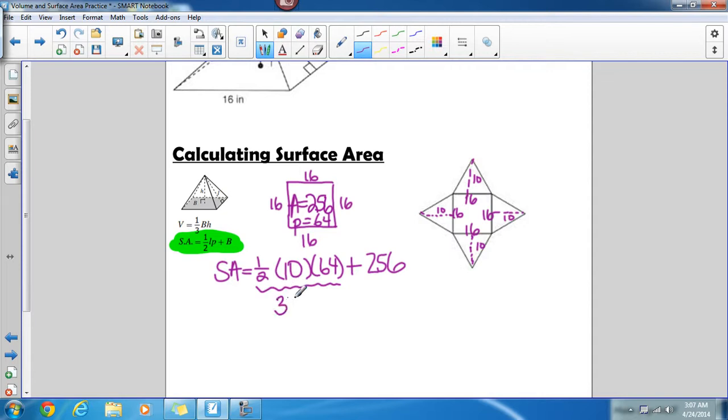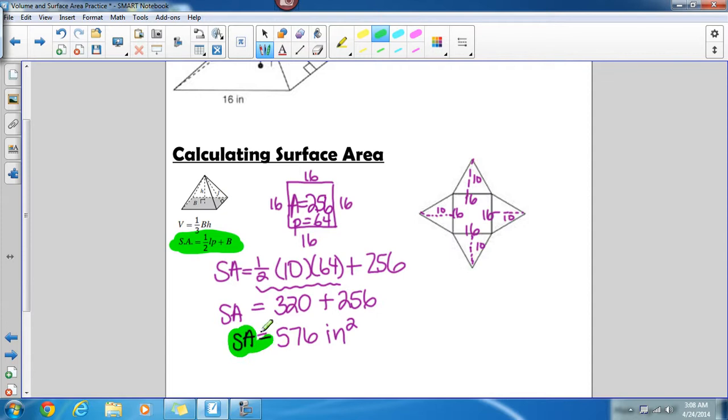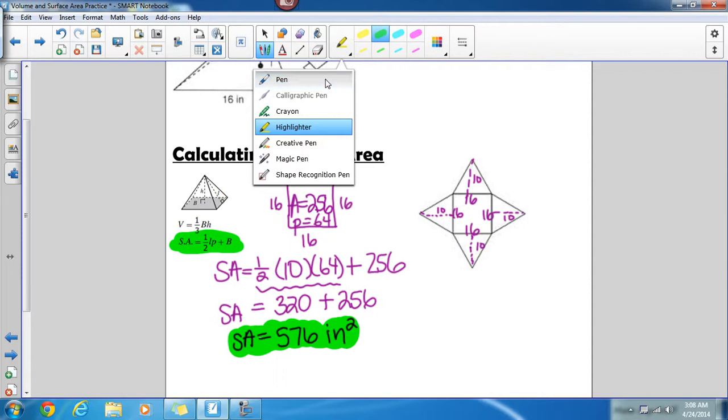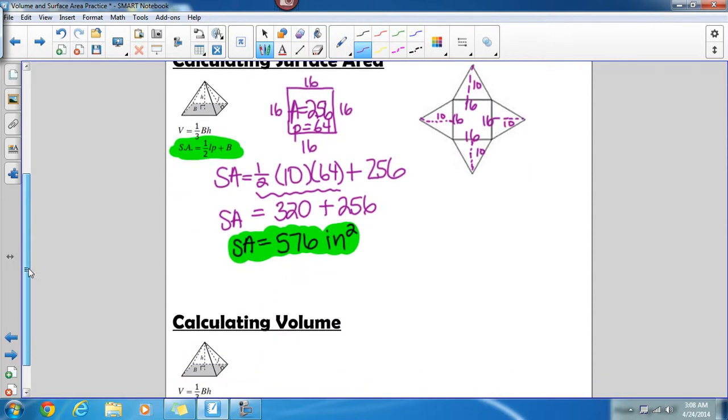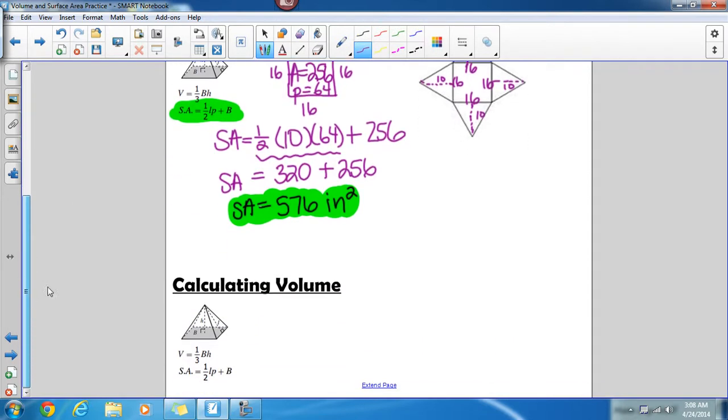Okay, it's 320 plus 256. So our total surface area is equal to, don't forget about those units, that's right, 576 inches, that's right, squared. Good. So that's our answer for how we find the surface area of a pyramid. Hopefully that clears that up a little bit. I don't know if it does. If it doesn't, slow me down or run me one more time on this.